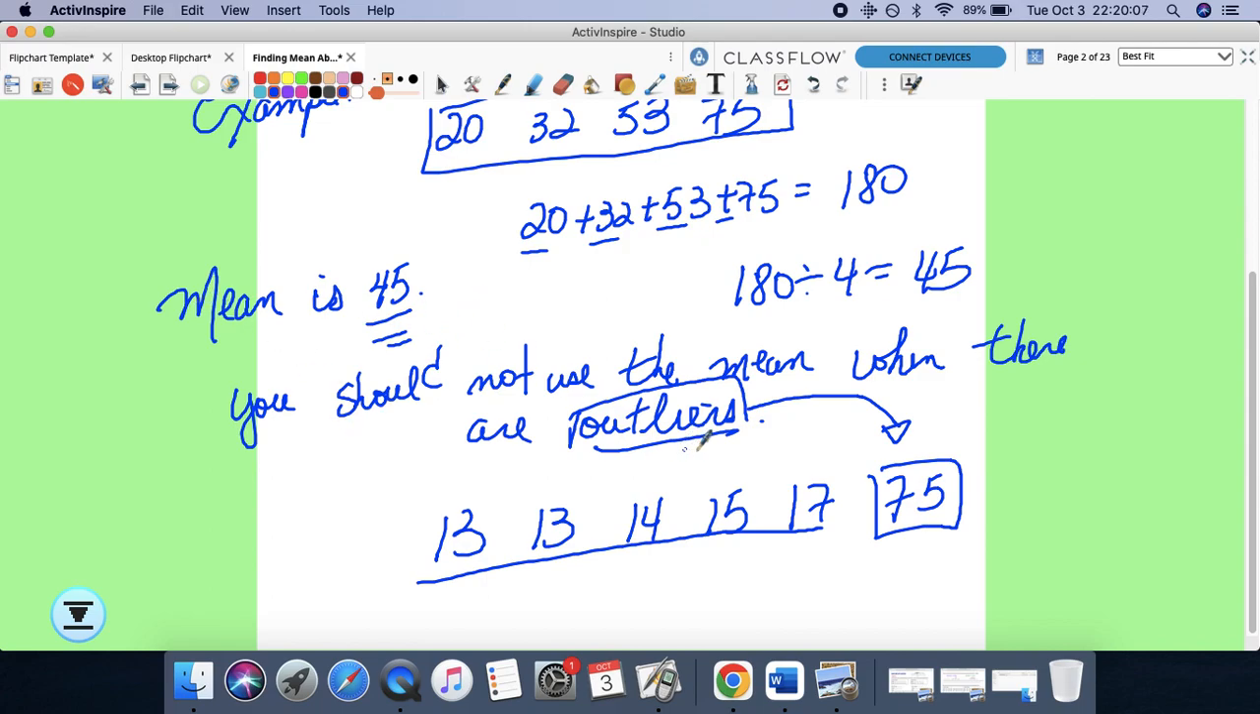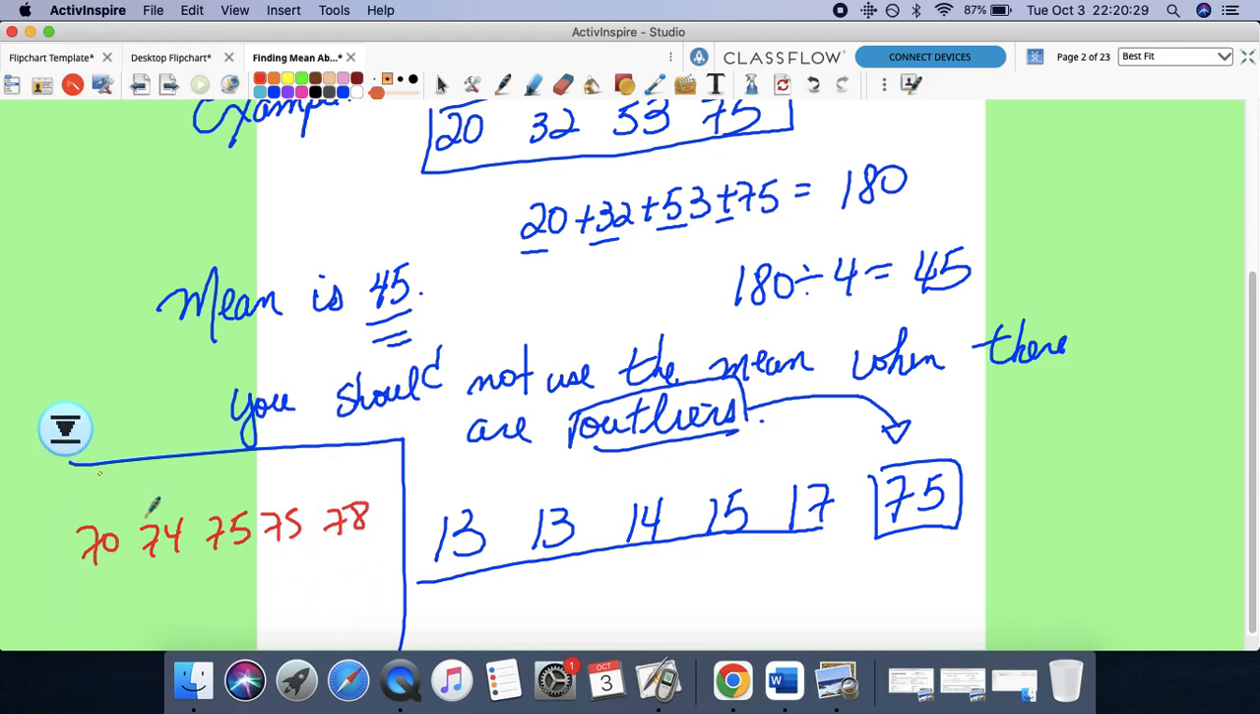Okay, so the mean is good. You should use the mean when there are no outliers. For example, if your numbers are, and I'll put it in this corner, let me change numbers. Let's say you had a 70, a 74, a 75, a 75, a 78. These are okay. You can use the mean here to find the average, right? Because there are no outliers.